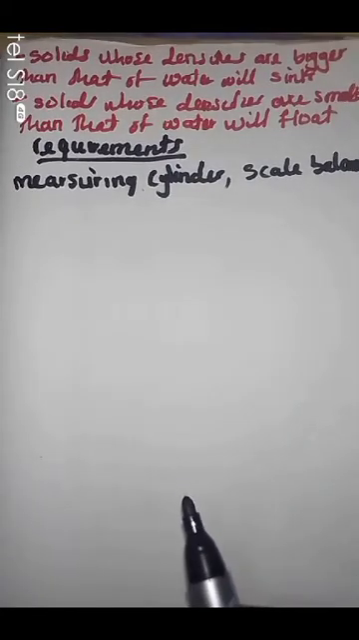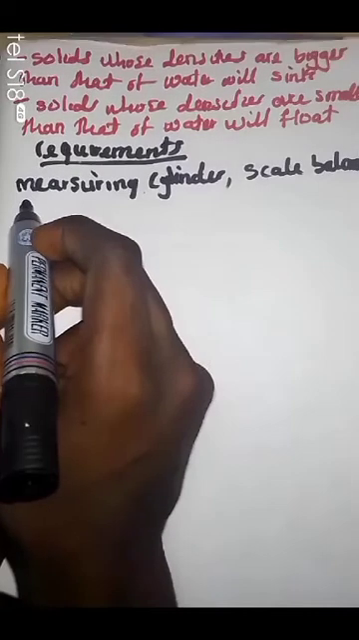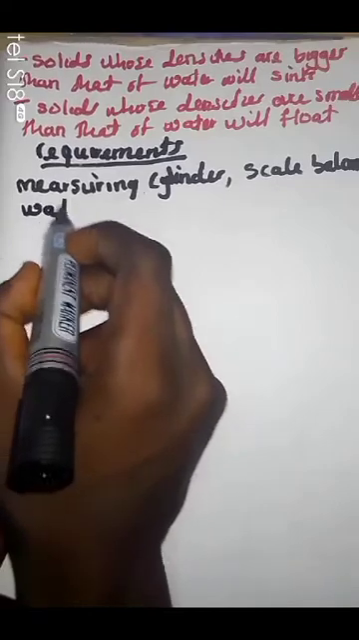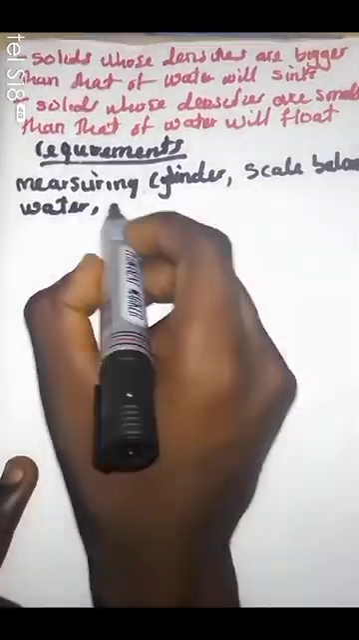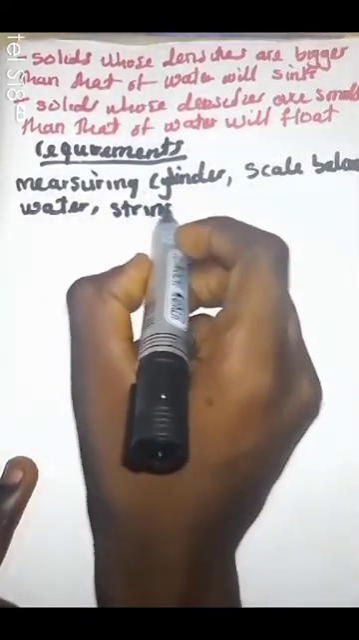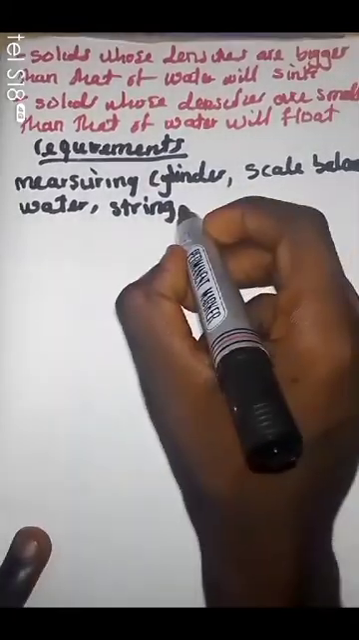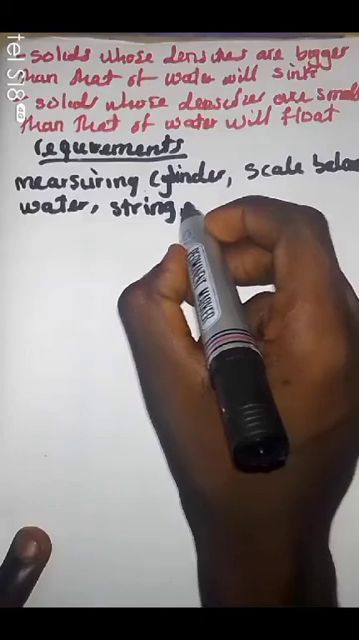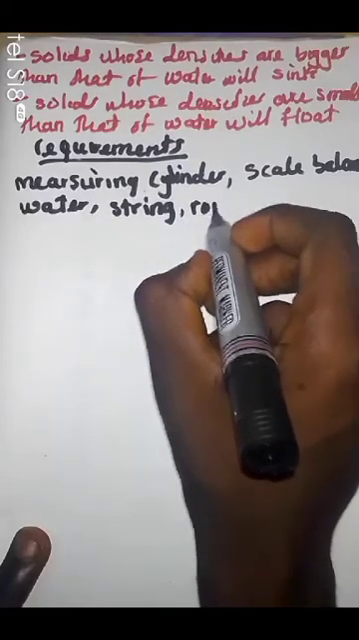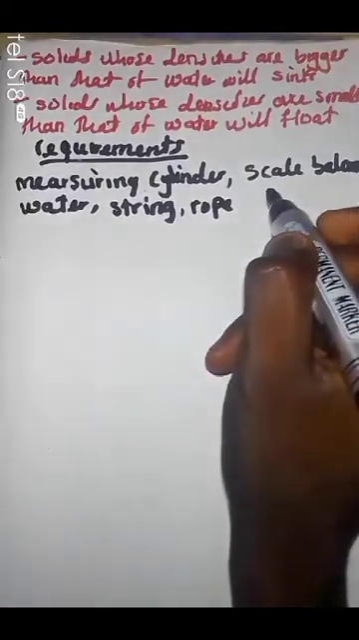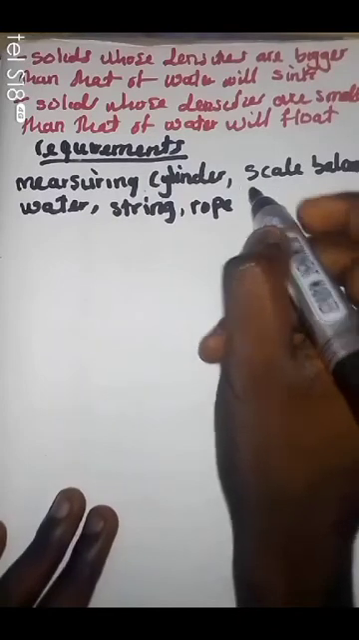Then we need the piece of iron, water, and a string. So we need water. Then we need a string so that we can lower the object into the water which is contained in the cylinder. We need a string so that we could lower it down. Then we need the piece of iron.